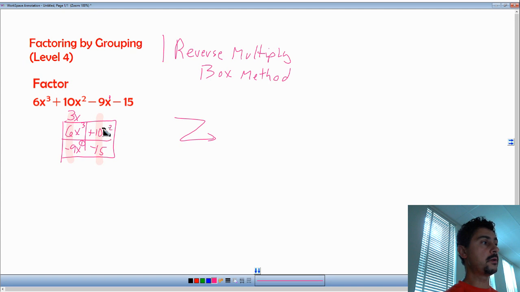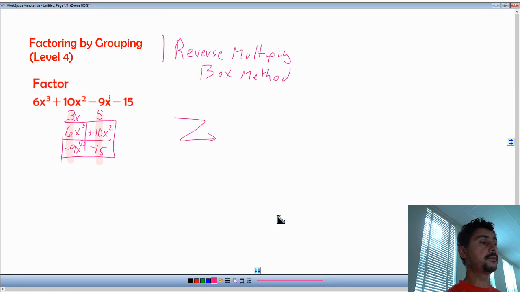Now you do the same thing over here. What goes into a 10 and what goes into 15? The biggest positive number that we can think about is the positive number 5. And are there any x's that we can factor out? Well, we can factor out some x's here, but there aren't any there. So if there's not any there, we cannot factor out any x's here, and we leave it alone.